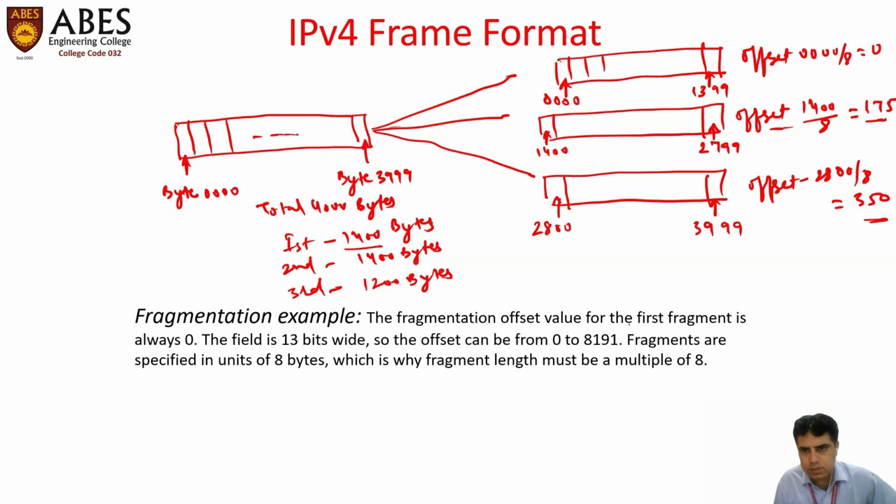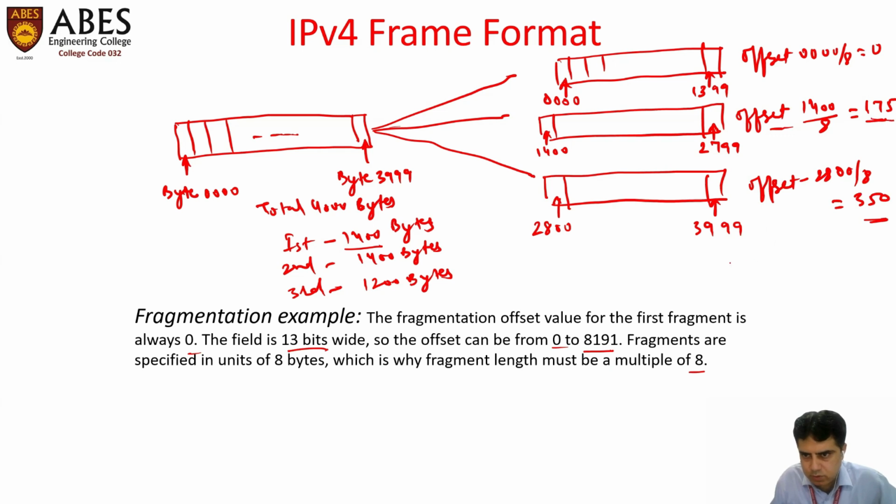So the fragment offset value for the first fragment is always 0, and the field is 13 bits wide. So the offset can be from 0 to 8191. Fragments are specified in units of 8 bytes, which is why fragment length must be a multiple of 8. Through this, we can calculate how much data is to be delivered at the destination. We will calculate through this offset value.